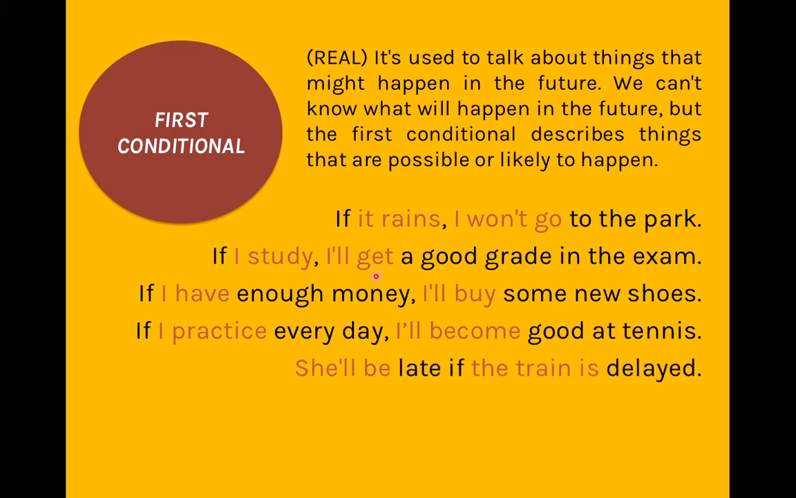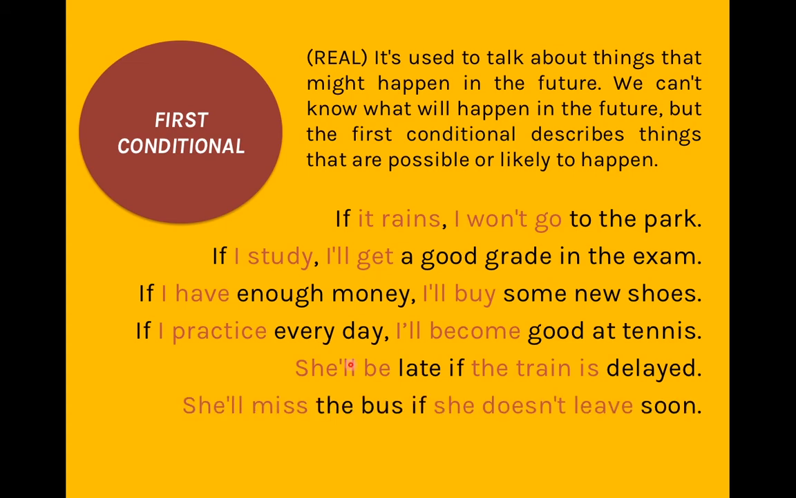She'll be late if the train is delayed. Which one is the condition in this sentence? The condition is if the train is delayed. Delayed is a synonym for late. So, if the train is late, she'll be late. If the train is delayed, she'll be late. The condition, if the train is delayed, is expressed in simple present, and the result is expressed with will.